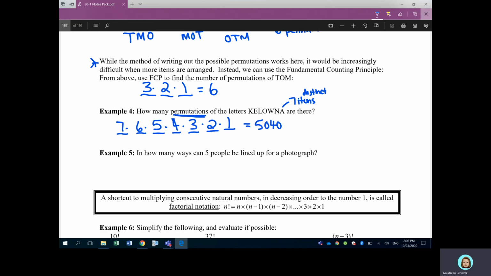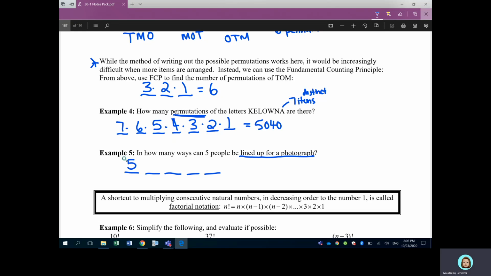Example 5. How many ways can 5 people be lined up for a photograph? So that means we are arranging people in a line for a photograph, which means we're talking about a permutation. We have 5 items here, and because we're talking about people, people are always distinct items. So I'm going to start by drawing my 5 blanks to represent the 5 positions I have for the photograph.